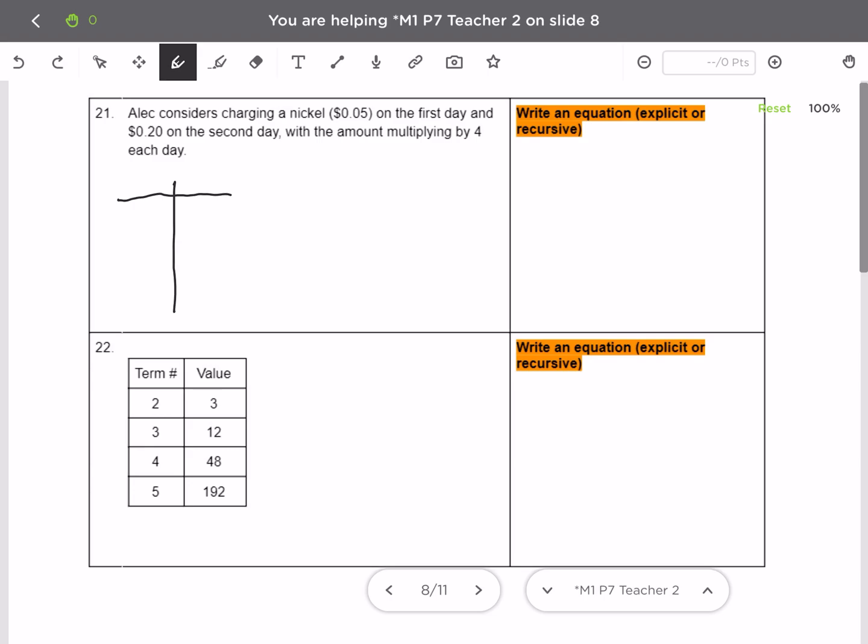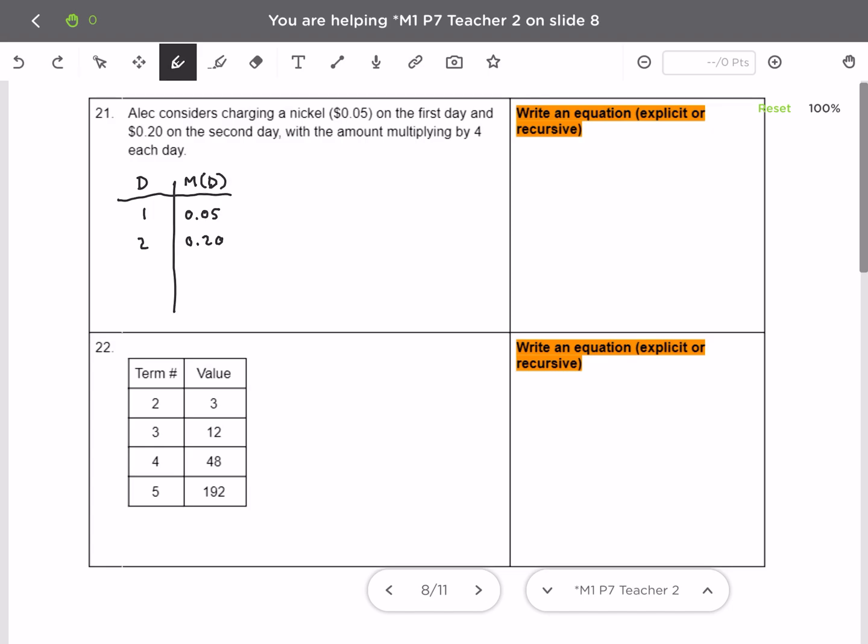It's Alec again. So he's charging by the day, and he's going to be making money at a certain day number. All right. So on the first day, it says that he charges just a nickel. Ugh. That's robbery. On the next day, though, it starts to get better. Okay, he goes up to 20 cents. And it tells us that the amount is multiplying by.